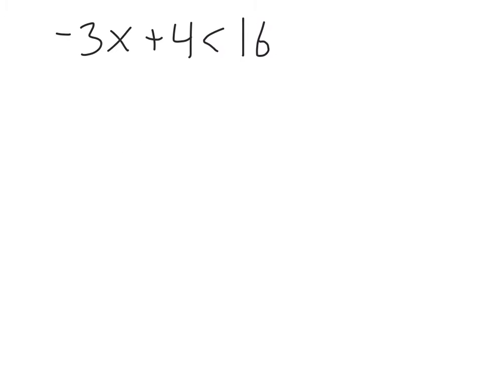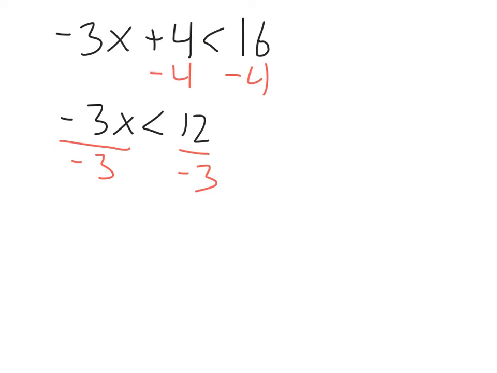Let's get started. Alright, so let's look at this first problem. Negative 3x plus 4 is less than 16. Right now, treat it like an equation and just try to solve it. First, you've got plus 4 here, so you want to undo that first, so subtract 4 from both sides. And that'll give you negative 3x is less than 12. Then you want to get rid of this negative 3, and it's multiplying, so you need to divide. So divide both sides by negative 3.